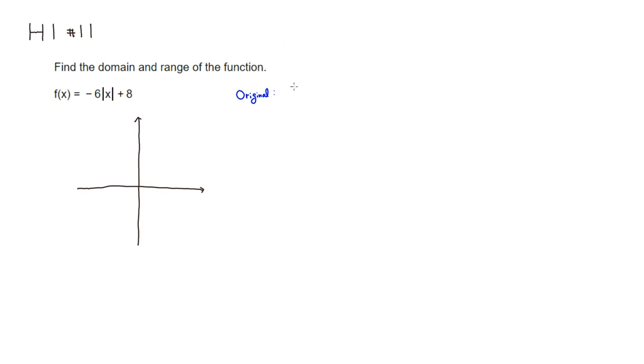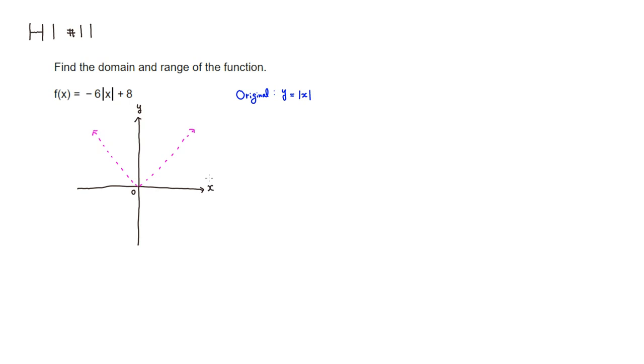The original is y equals absolute value of x, and we know how to sketch the picture of this. The original is a V shape going through the origin. It's going to look like that. It doesn't have to be super precise, but we just have to know what it looks like. So I'll put the origin here, the y-axis there, and that's our x-axis.